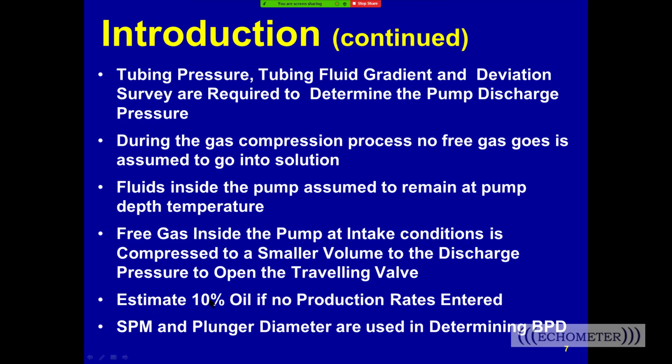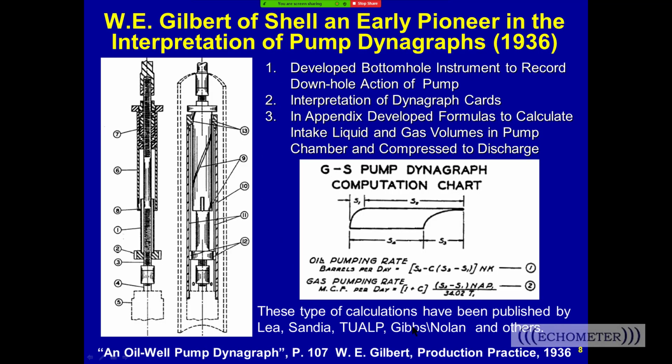Now, if you don't type in the oil and water production rate, we're going to assume that there's 10% oil. We use the strokes per minute for that stroke, the pumping speed, and the plunger diameter to calculate the barrels per day. So each stroke is independent in terms of stroke length, effective stroke length, strokes per minute, and plunger travel. So the other strokes won't have an impact on the calculated adjusted pump displacement.